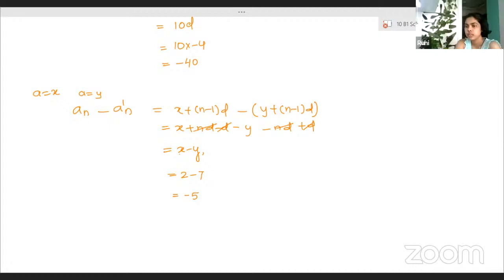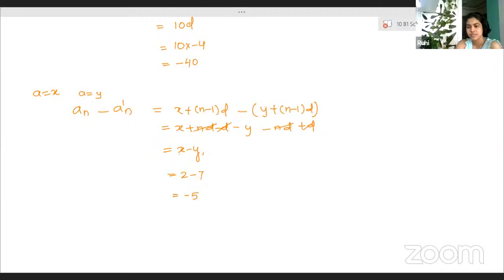Ma'am, I have a doubt in the 77th question. I can't understand how I should find K in this. These are the 3 terms in an AP. So the difference between every consecutive pair should be the same. So A2 minus A1 is equal to A3 minus A2. You have to take that difference.